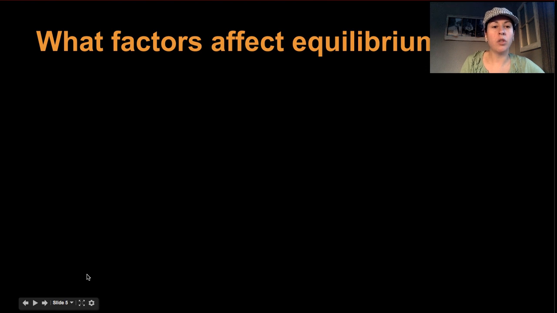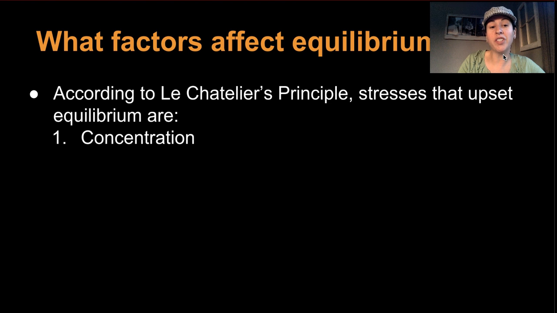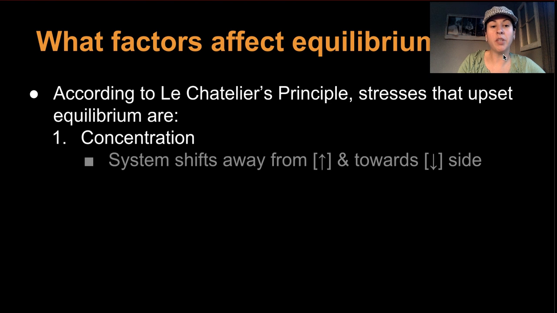Okay, so then we need to know what factors affect equilibrium. And there really are three main ones. So according to Le Chatelier's principle, stresses that upset equilibrium are as follows. The first one is concentration. And what we see with concentration is that systems shift away from increased concentration and towards the decreased concentration side.